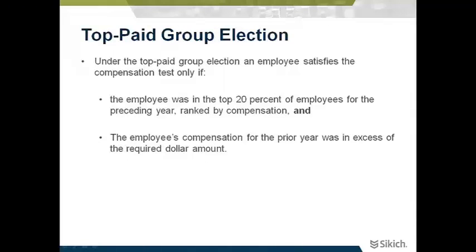Now we're probably at a good place where we could talk about the top paid group election, which I mentioned just a moment ago. Under the top paid group election, an employee satisfies the compensation test only if the employee was in the top 20% of employees for the preceding plan year when ranked by compensation, and the employee's compensation for the prior year was in excess of the required dollar amount.